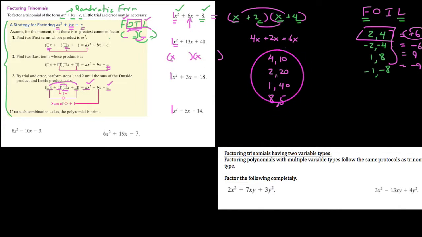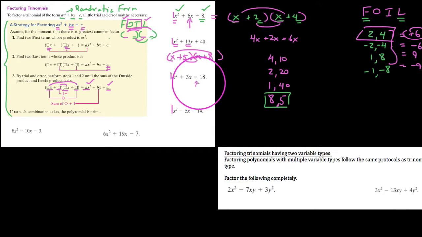But the question is, which of these also adds up to be 13? I say, well, easily I'm spotting it's got to be my 8 and my 5. So I say 5 and 8. And again, we could check this. We could say check your outer and your inner. You get 8x plus 5x is your 13x. So now, moving on to these last two.